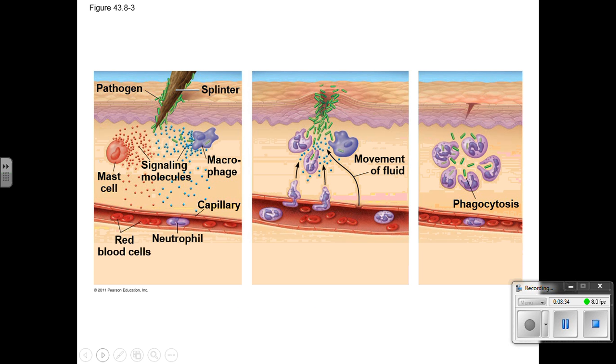So this shows you, for example, an inflammatory response if you have a splinter. So this is causing injury. And all of a sudden you're going to get these cells that are going to come in and try to destroy that. Neutrophils are going to be activated, and that's going to cause an increase in the blood vessels, going to cause swelling, heat.